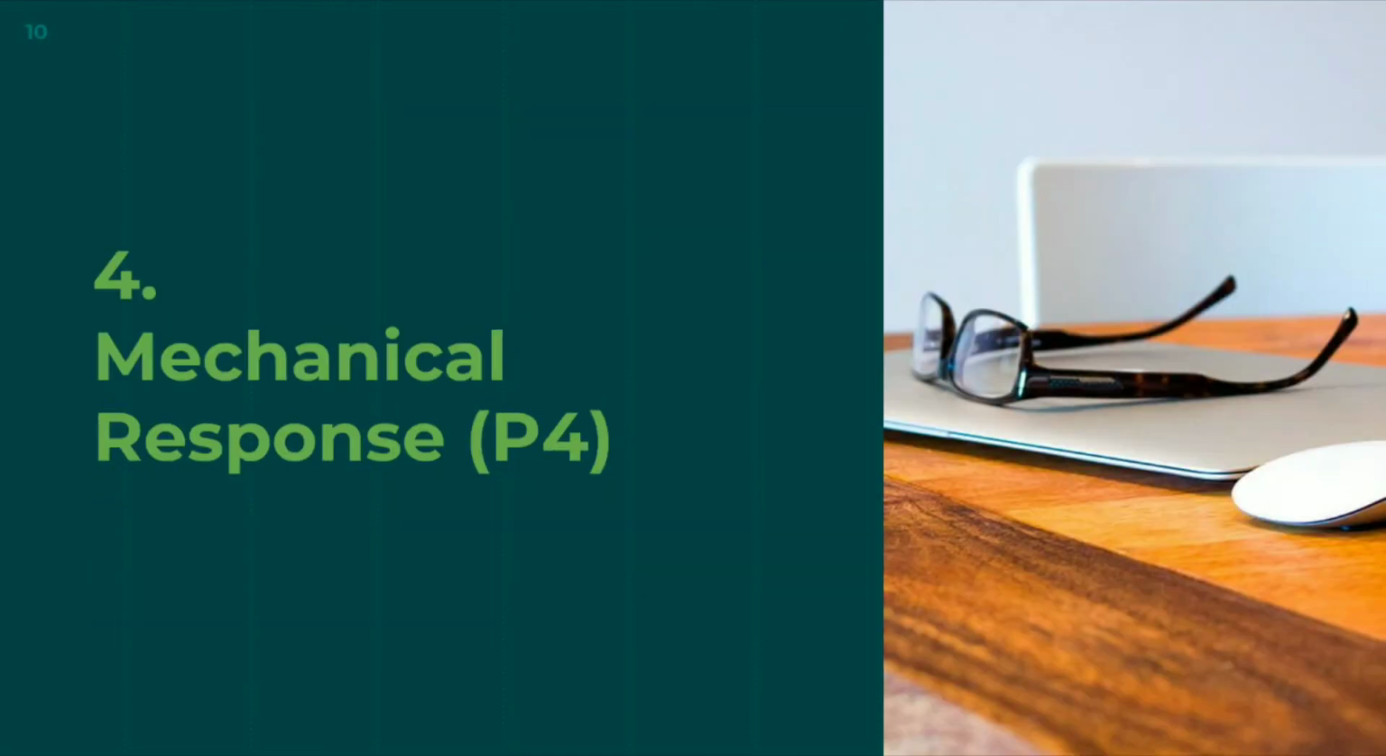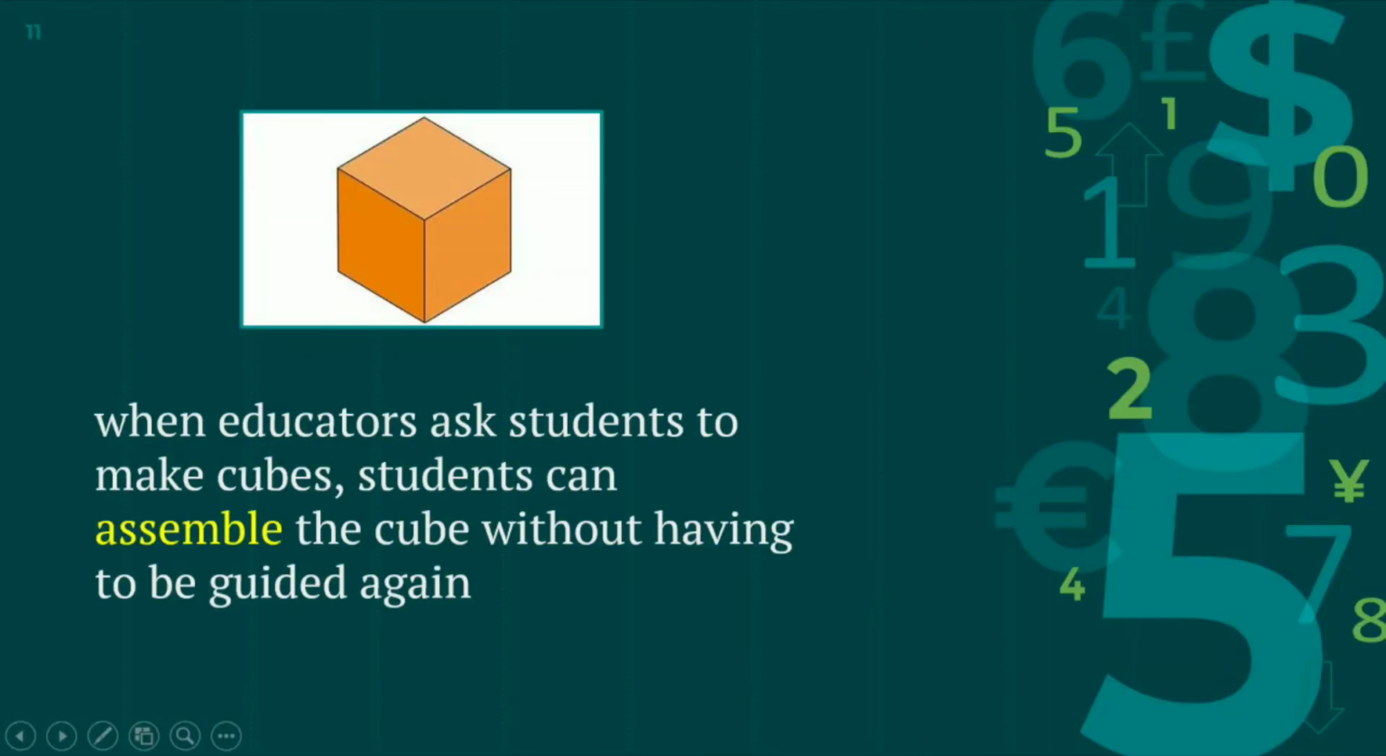And the next level is mechanical response. The example is when educators ask students to make a cube, students can assemble the cube without having to be guided again. In this level, students have the ability to perform movements without paying attention to the example given because they have been trained sufficiently. They get used to the movements that have been learned so that they appear convincingly and competently.